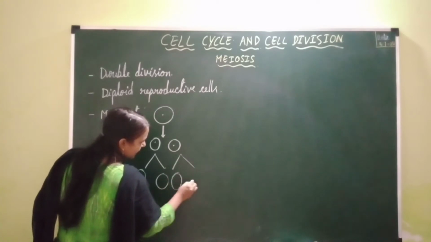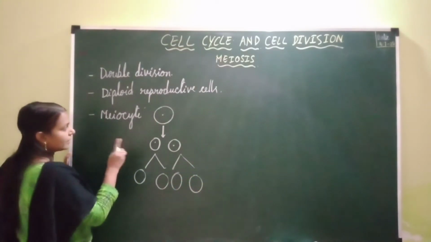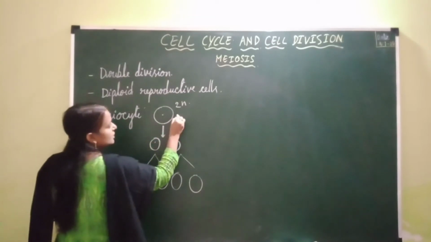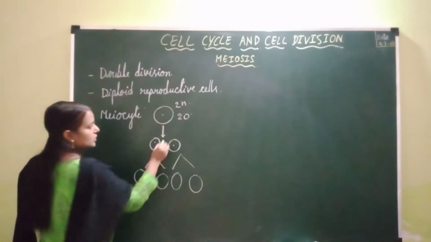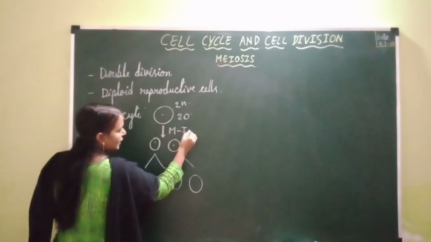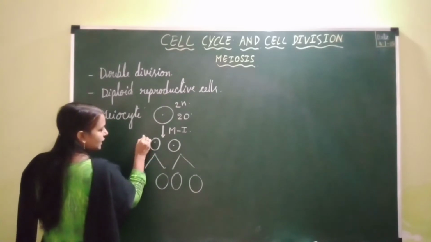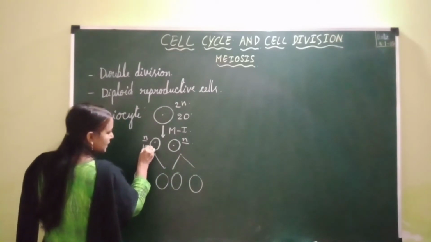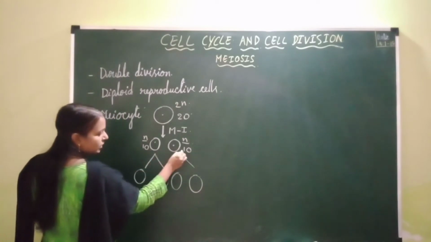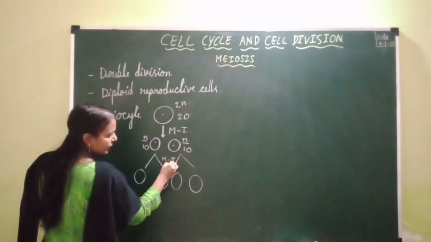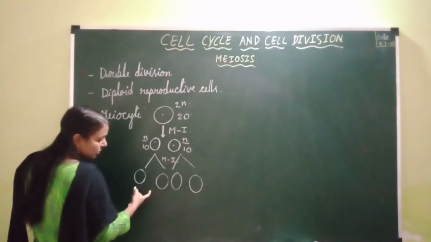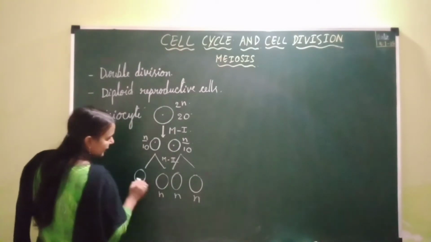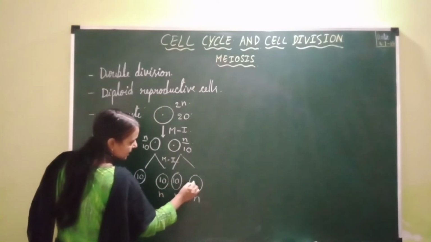These 4 daughter cells have half the number of chromosomes when compared with the parent cell. Let's say the cell undergoing meiosis is diploid with 20 chromosomes. This cell undergoes meiosis 1. By the end of meiosis 1, 2 daughter cells are formed and each is haploid, with 10 chromosomes. Now these 2 daughter cells enter meiosis 2, and by the end of meiosis 2, a total of 4 daughter cells are formed, where each daughter cell is haploid and has 10 chromosomes.